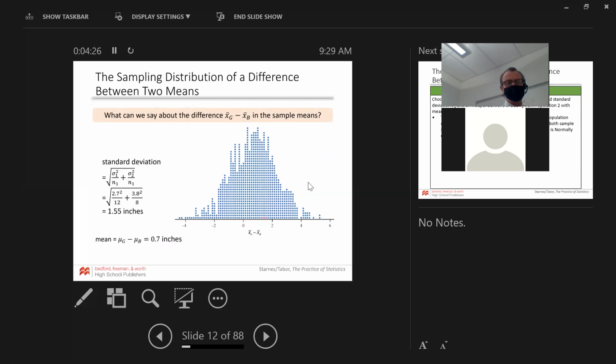Now, what's the step? This is important. It's not difficult, but you've got to pay attention. They told you the girls' population step was 2.7 inches. That's the standard deviation. We want to add the variances, so we have to square that and divide by the sample size. Well, boys, 3.8. Square it, divide by the sample size. That's the sum of the variances. Take the square root of that. That's the step in this picture. So I would go over here and say 1.55.